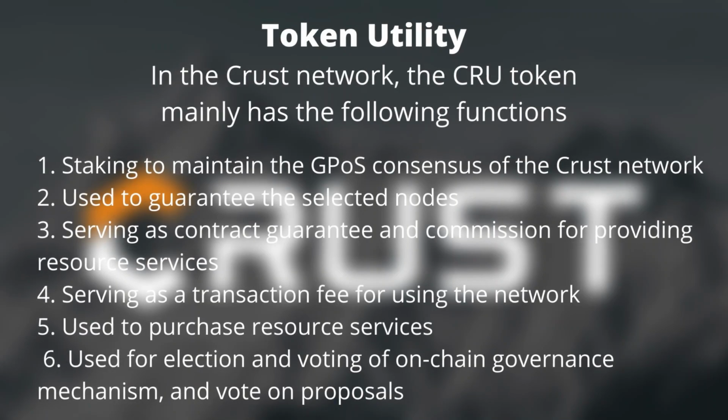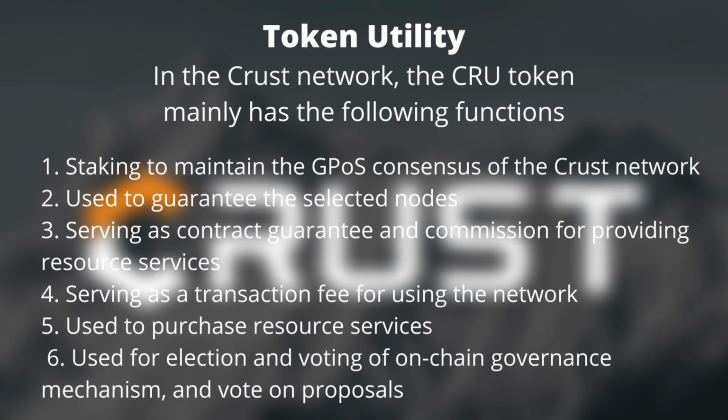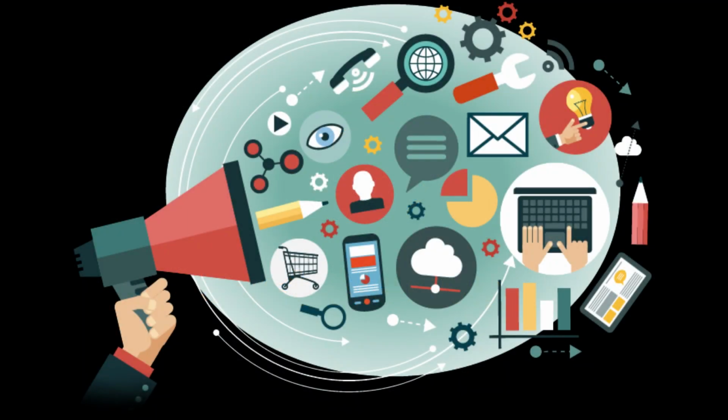Number 3. Serving as contract guarantee and commission for providing resource services. Number 4. Serving as a transaction fee for using the network. Number 5. Used to purchase resource services. Number 6. Used for election and voting of on-chain governance mechanism and vote on proposals. In Crust Network, besides the main CRU token, there are tokens such as CSM, CRU18, and Candy that can be used for different tasks in marketing promotion.